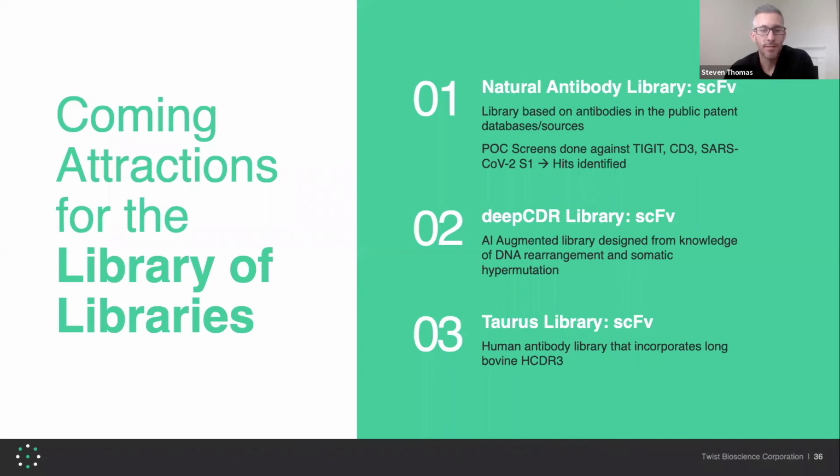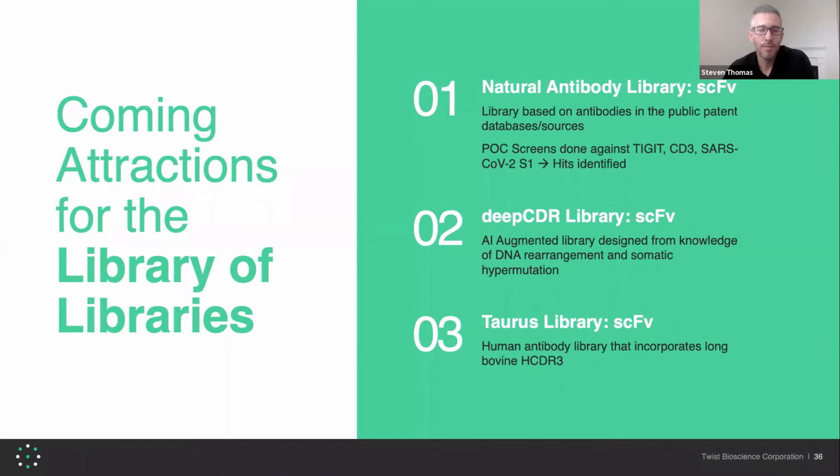We never stop at Twist, science never stops at Twist. Our goal is to add another library to our library of libraries on a monthly basis. And we have three that are coming onto the scene very soon. These are new iterations of a structure-guided approach to building a naive discovery library. For the first one, what we're currently calling the Natural Antibody Library, this is a library based on antibodies in the public patent database. Much like the structural antibody library, which is based on antibodies with crystal structures, these antibodies that have been patented before are likely to be developable and express well and so on.